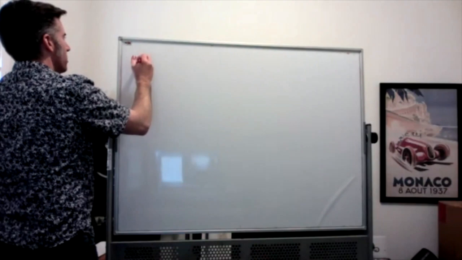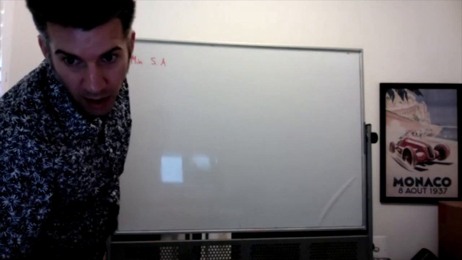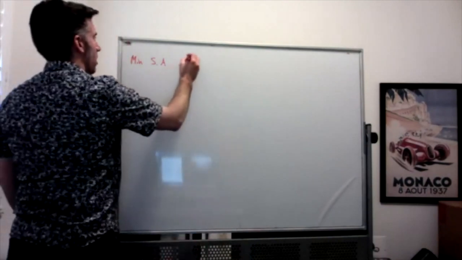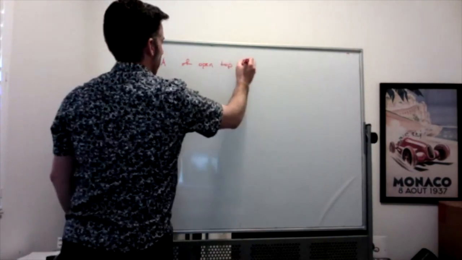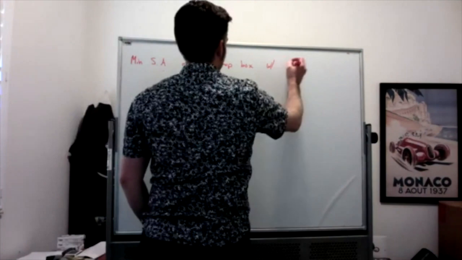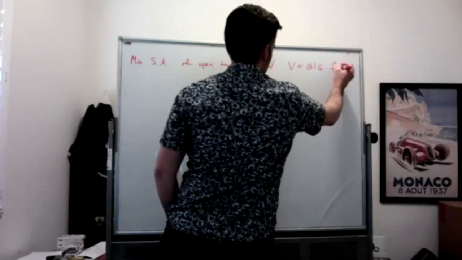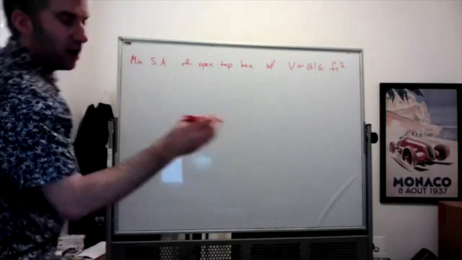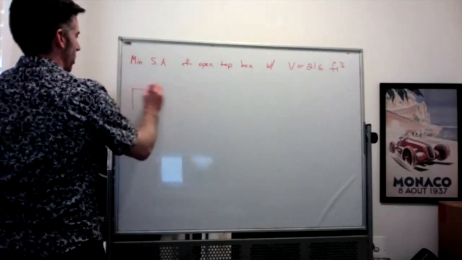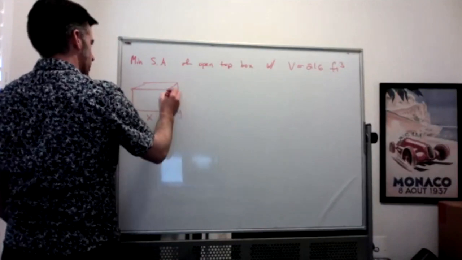So find the minimum surface area of an open top box with volume equal to, I think, 216 cubic inches. We don't really care about the units. And so that's what we're in. So we draw our box. We label the sides X, Y, and Z.